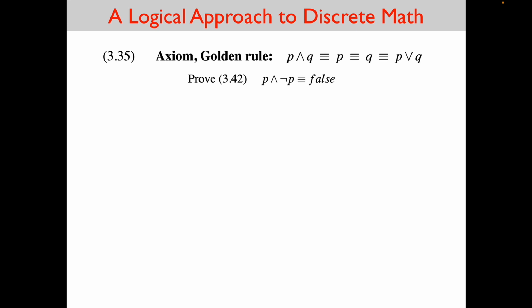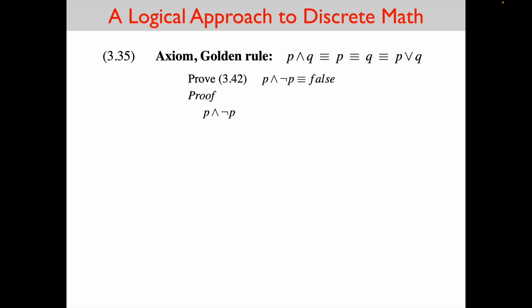All right, the next thing we're going to prove is 3.42. P and not P equivals false. So here's the proof. We're going to start with the side that has the most structure, P and not P, and we're going to get it to equival false. What we need to do is wind up at the end with false, because P and not P is not a theorem. The theorem is P and not P equivals false. So we will start with the left-hand side and get it to the right-hand side.